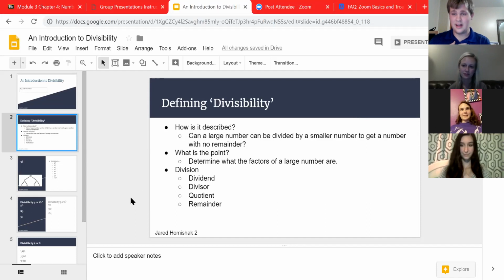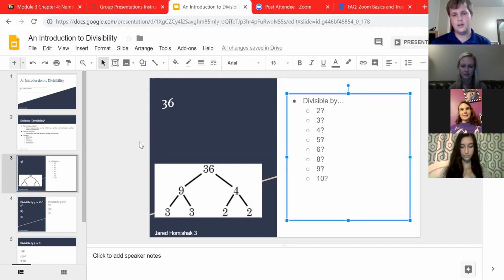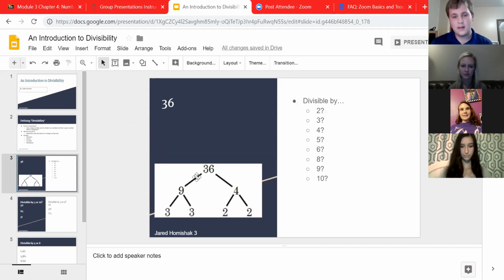So, I understand that some of you just don't understand how to see this from a textbook sense. So, we'll go through some examples. Let's start with the number 36. Now, I'm going to encourage you guys to stop the video here and try to figure out if it's divisible by any of these numbers here on the left. Now, I'll give y'all a little hint. Look at this factor tree right here. This will tell you some of the divisible numbers.